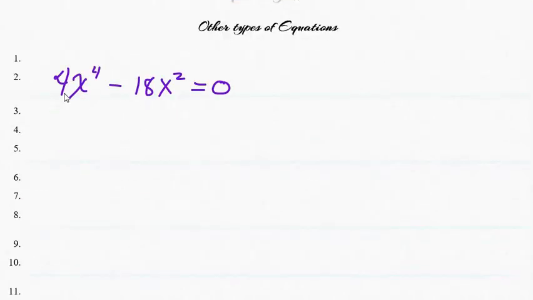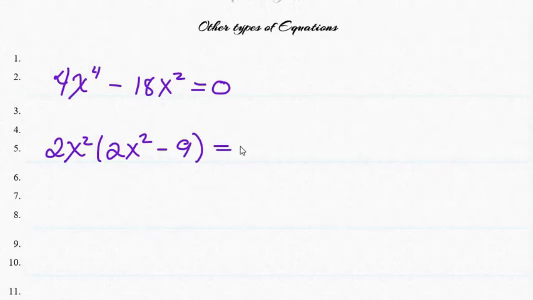Alright, so let's take a look at this. What can we factor out? Well, we have an x squared and an x to the fourth. So we're going to look at this x squared. We're going to be able to factor out an x squared, and we can also factor out, it looks like, 2. Okay, so let's do that. So we're factoring out 2x squared, and we're going to be left with 2x squared minus 9, and that's all equal to 0.